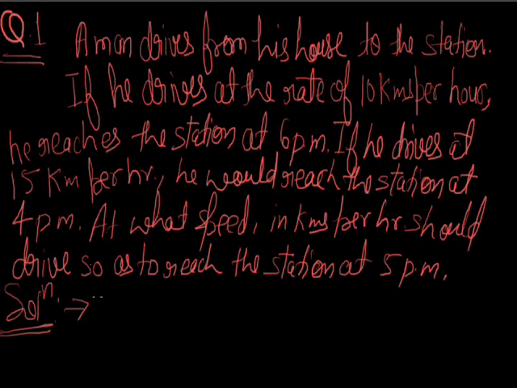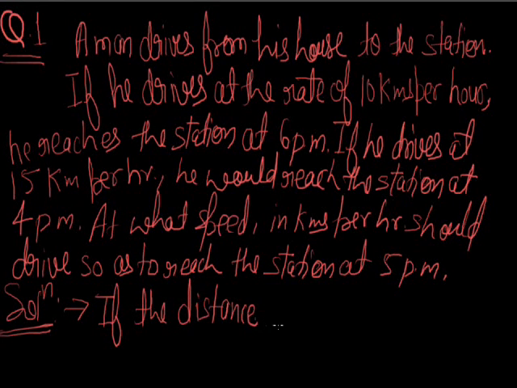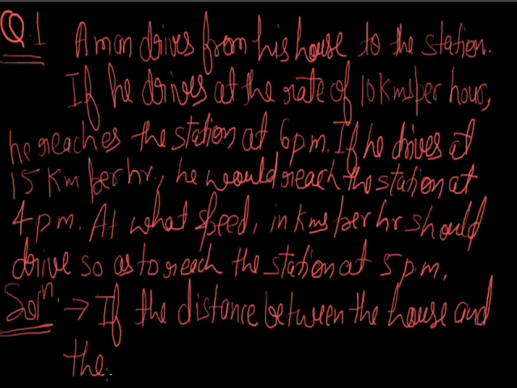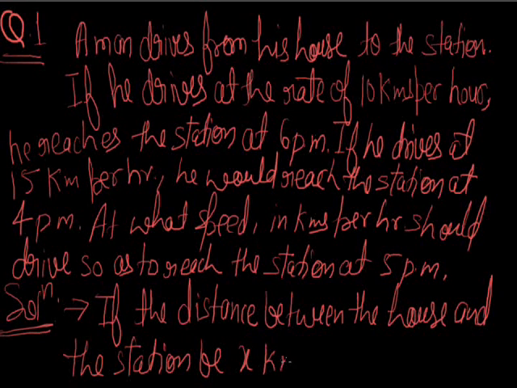Let us suppose that the distance between his house and the station be x kilometers. Then it is given that x upon 10 minus x upon 15 is equal to 2.